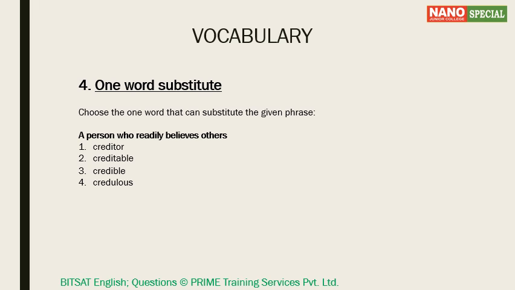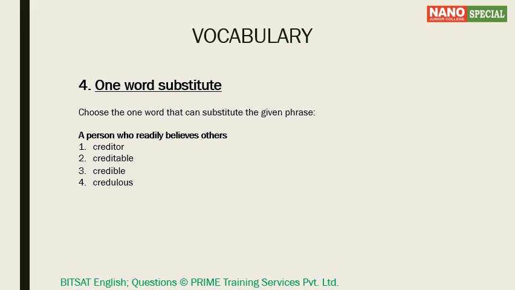Yes, the question is: a person who readily believes others. This is the phrase that is given. Now you've got to replace this phrase with a single word. So what are the choices that are given here? One is creditor. Now who is a creditor? A creditor is a person to whom money is owed. For example, he sold his house to pay off his creditors. That is, this guy owes some money to some creditors and he sold his house to pay them off. So that is not what we are looking for.